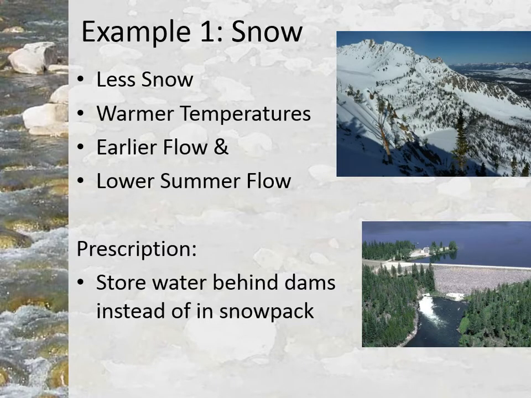So why does this matter? I'm going to go through two examples, snow and fire. The example for snow is pretty obvious. People know this story well. There's less snow, we have warmer temperatures, we have earlier stream flows, and we have lower summer flows. The prescription that has been developed for addressing that is to store water behind dams instead of in snowpacks. One of the speakers yesterday, in fact, brought that up. But I know in Idaho at least, there are at least 3 dam proposals already on the table, in part linked to climate change, which is a particular irony there.